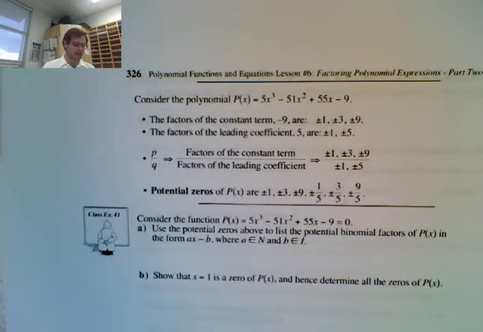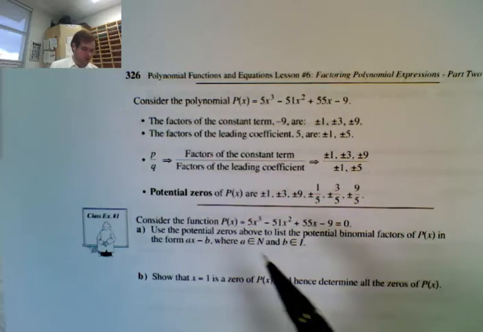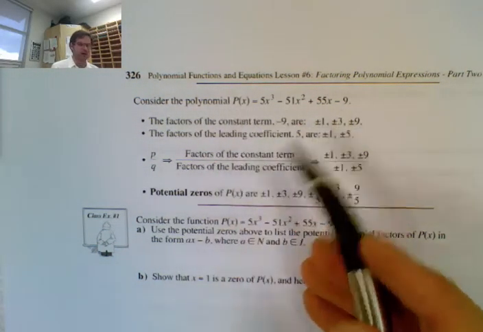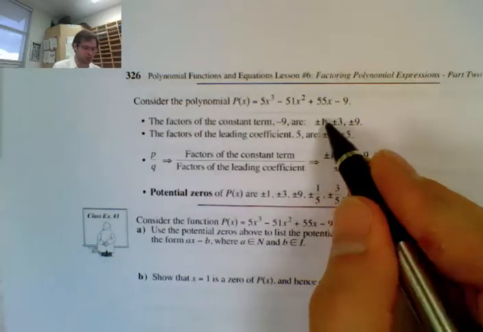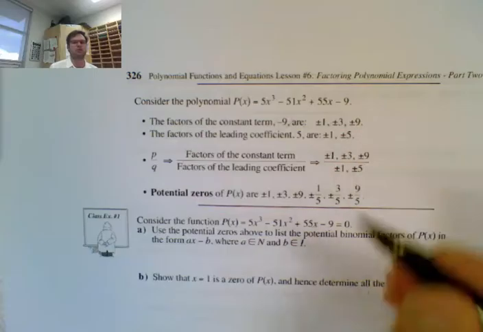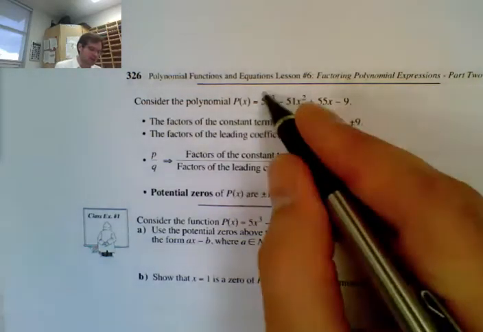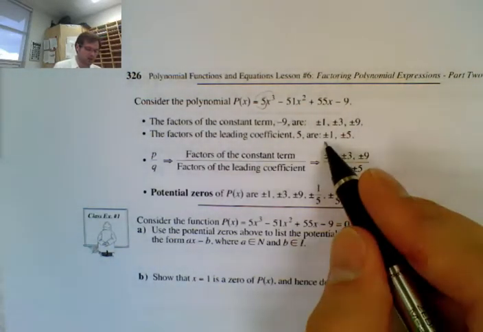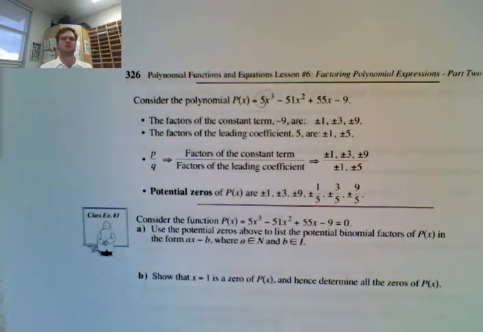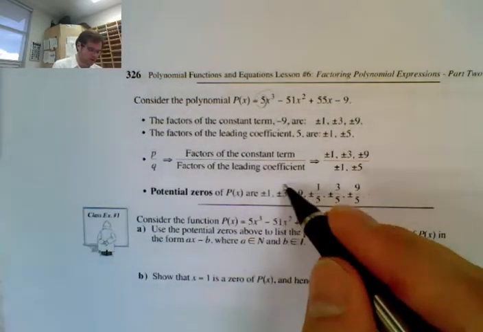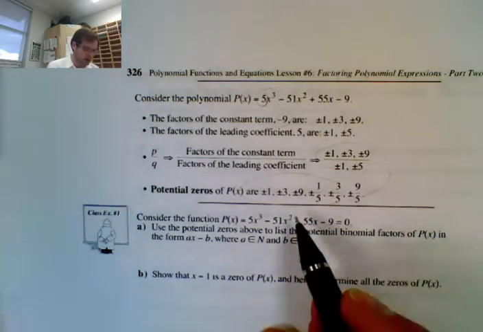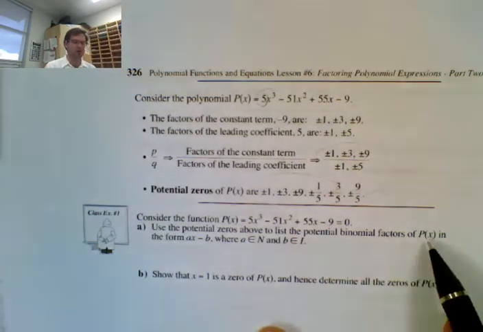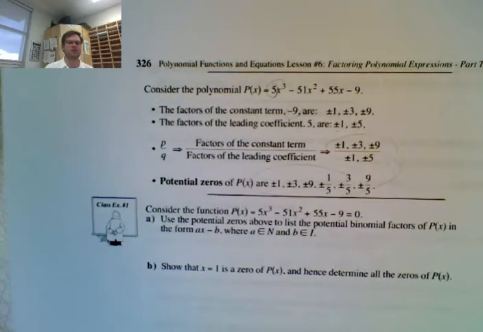So now let's look at class example number 1. Before we start, we're going to look at it above here. It already factors -9 for us. It's either plus or minus 1, plus or minus 3, and plus or minus 9. It also factors my leading coefficient, which is 5, so plus or minus 1 and plus or minus 5. Then it gives us all of our possible constant terms and factors. Now it says, use the potential zeros above to list the potential binomial factors. We want to know all my potential factors.